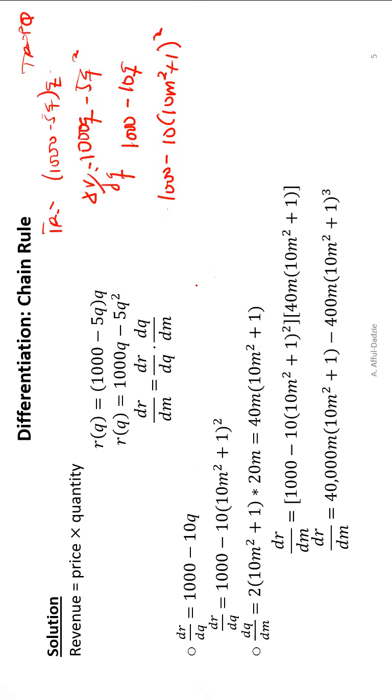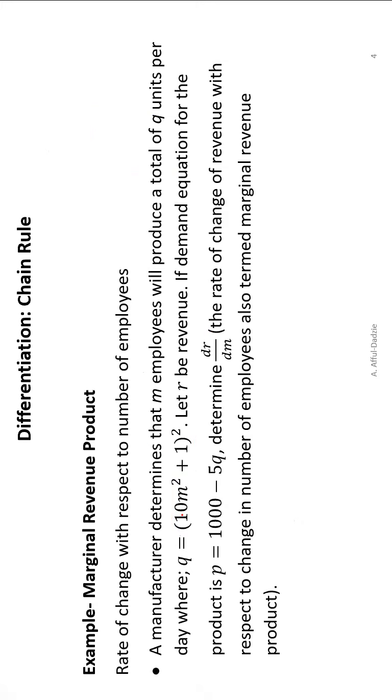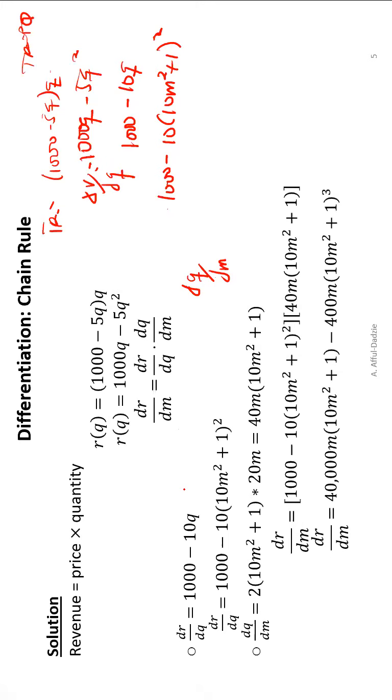Now, the next one we want to look at is dQ/dM. Now, dQ/dM is to take this function here. This is the Q, with respect to M. So here we don't do anything. So we have a function which is (10m squared plus 1) all squared. So let's take the derivative of this function, which is dQ/dM. So this is Q equals this.